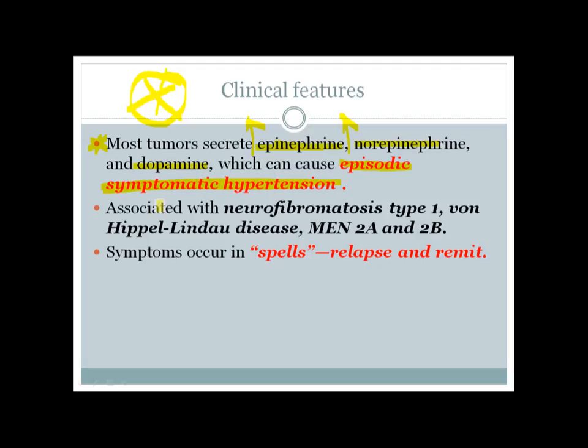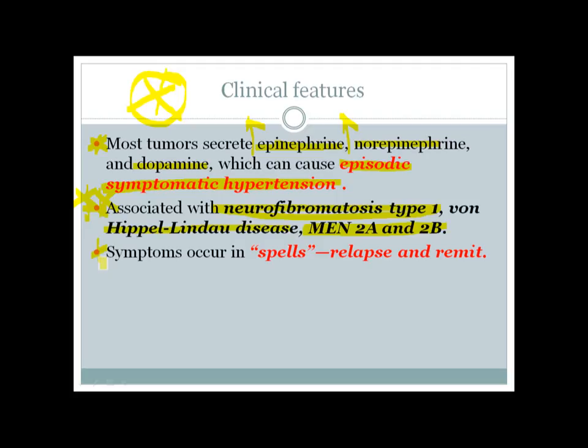It's very important to know. And pheochromocytomas are commonly associated with some disorders, very important. One is neurofibromatosis type 1. Another one is von Hippel-Lindau disease. And most importantly, I think, MEN 2A and MEN 2B, very important to know. So very, very important. Please note that.